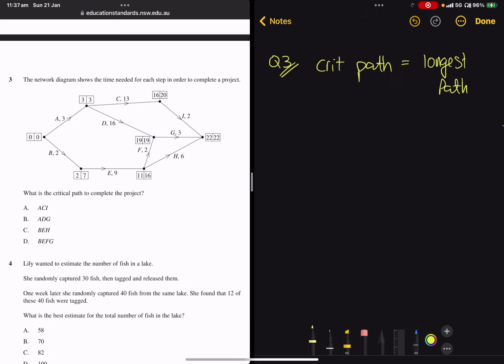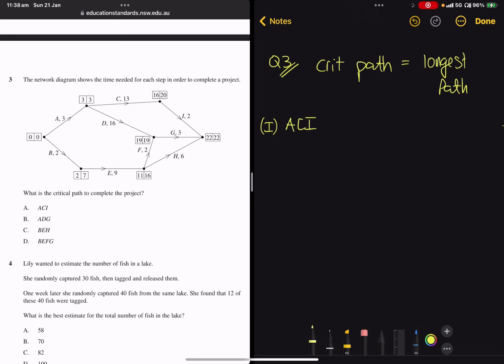Now we know that it's going to be one of the listed ones, ACI, ADG, BEH, BEFG, because they're given to us. So we need to check the values associated with these paths, pick the longest one, and that will be the critical path. You don't have to do this. You could just sort of test different paths on the diagram. There's some methodologies to find critical paths, but the easiest way to do this is just add them up, pick the biggest one. So we have ACI.